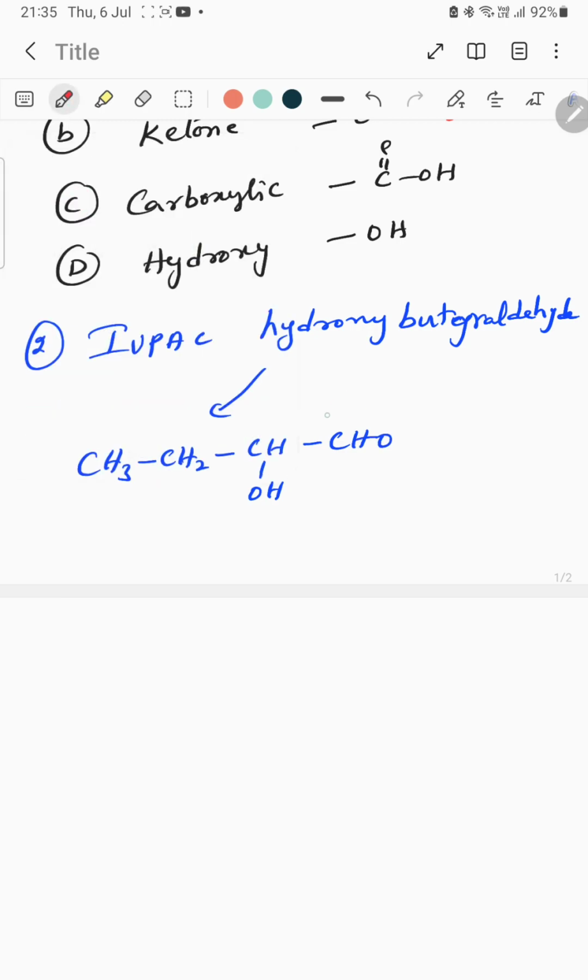Give the numbering, functional group having the 1, 2, 3, 4. The second carbon has the OH group present. So 2-hydroxy. 4 carbons are present in the straight chain, that's why it is a but. And in between them single bonds are present, so it is represented by the ane. And the functional group is the aldehyde, the name is ended with al. 2-hydroxy butanal.